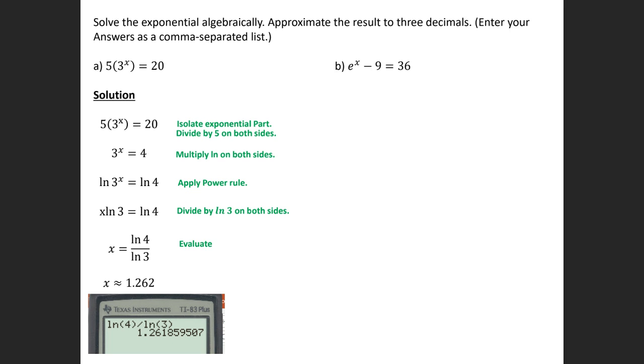When I plug it into my calculator, the natural log of 4 divided by the natural log of 3 gives me this long number. But again, your homework is going to ask us to round our answer to 3 decimal places. So my answer is going to be 1.262. All right. Let's do B.